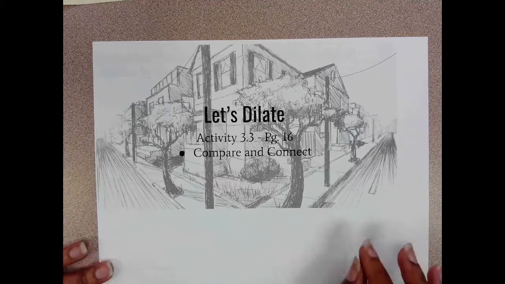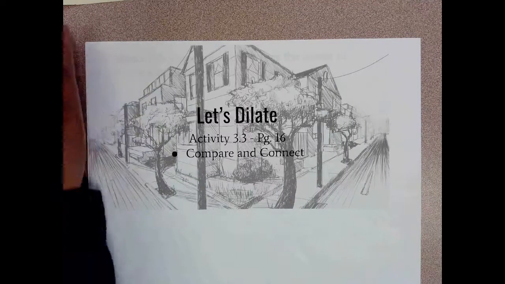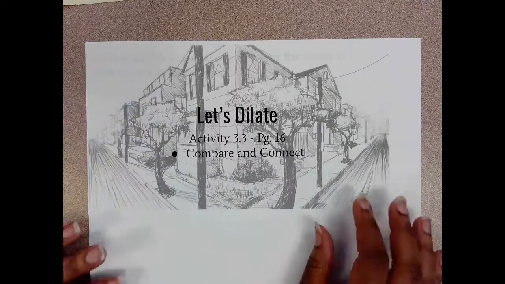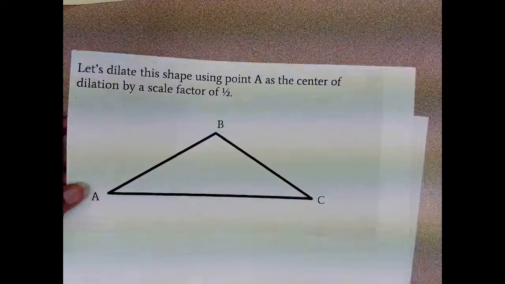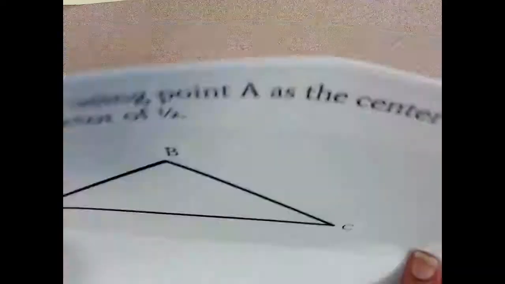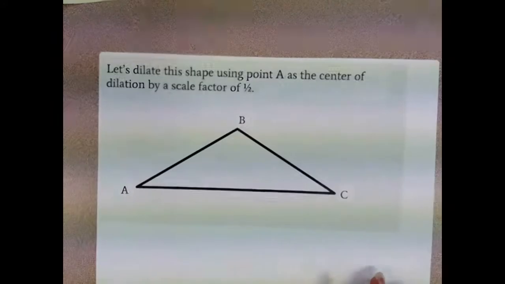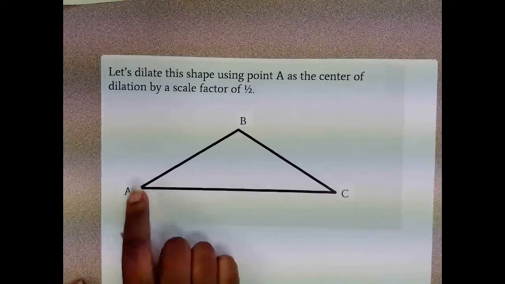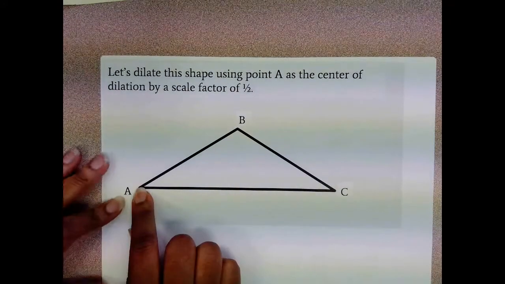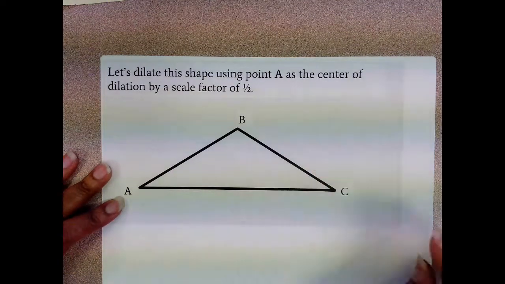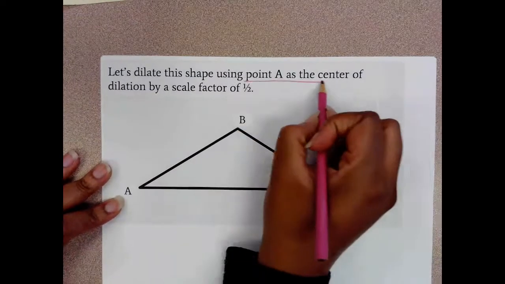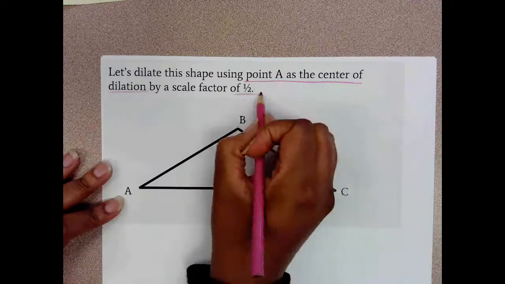Hello all, this is Miss Bryant, and we're going to look at our last activity for today, which is Let's Dilate. So here we have triangle ABC, and we're going to dilate this shape using point A as the center of dilation by a scale factor of 1/2. So point A is my center, and my scale factor is 1/2.